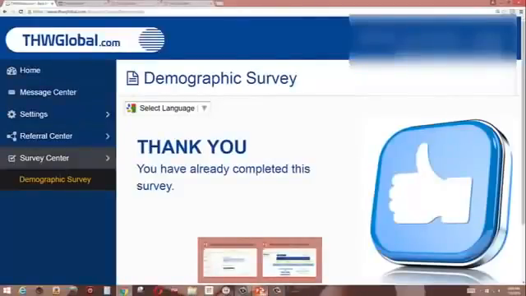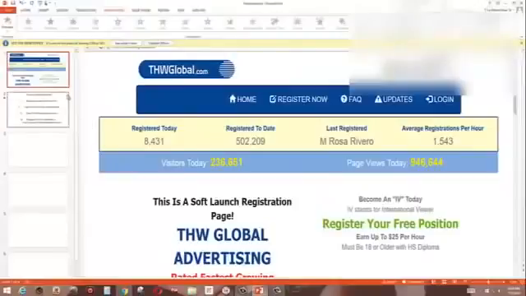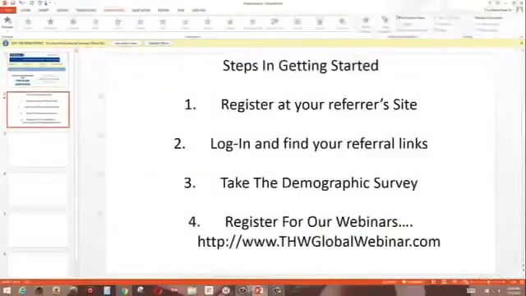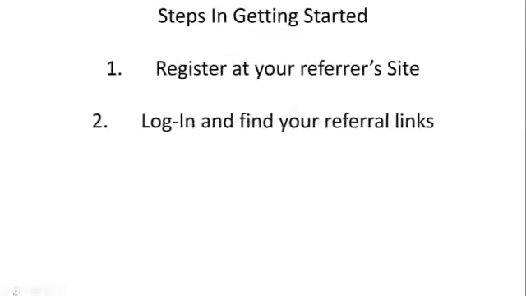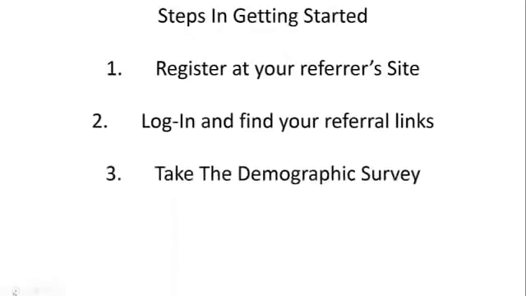And then the last thing you're going to want to do once you've gotten all that set up is register for our webinars, and I'll share with you how to do that here in just a moment. So let's just quickly go over the steps to getting started here. Number 1, register at your referrer site. Number 2, log in and find your referral link so you can start sharing your referral links, building your referral network. If you don't know why that's such a big deal, then you'll find out when you register for our webinars. Number 3, take the demographic survey. If you don't take the demographic survey, it doesn't matter that you registered.